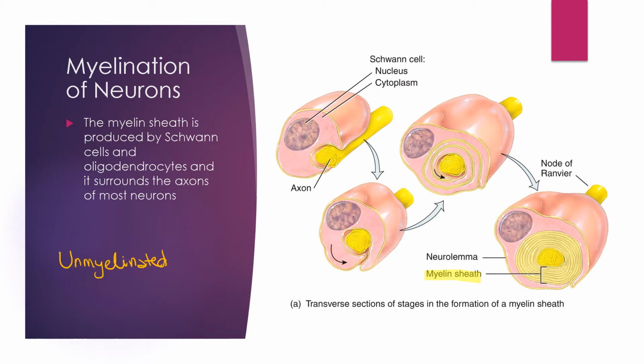Now remember, there's going to be two types of neuroglia that can actually produce myelin sheaths. In the peripheral nervous system, these are going to be Schwann cells. And in the central nervous system, these cells that can produce myelin are oligodendrocytes.